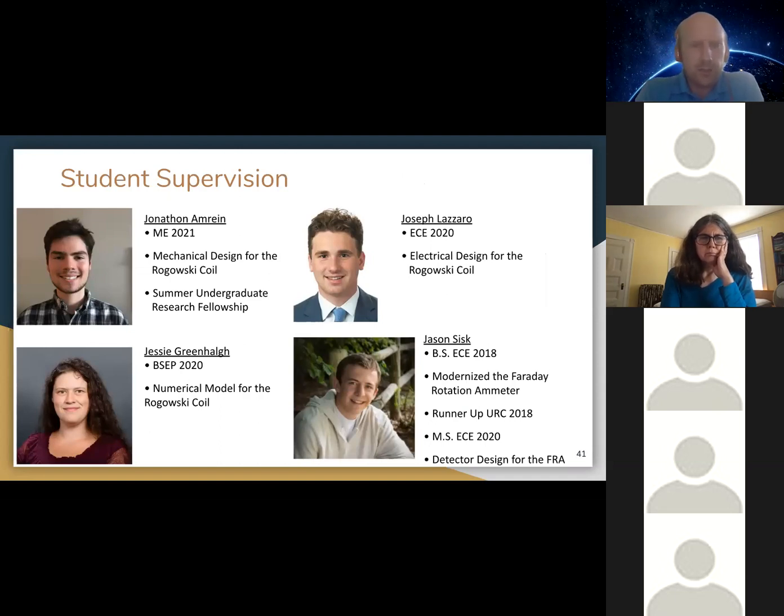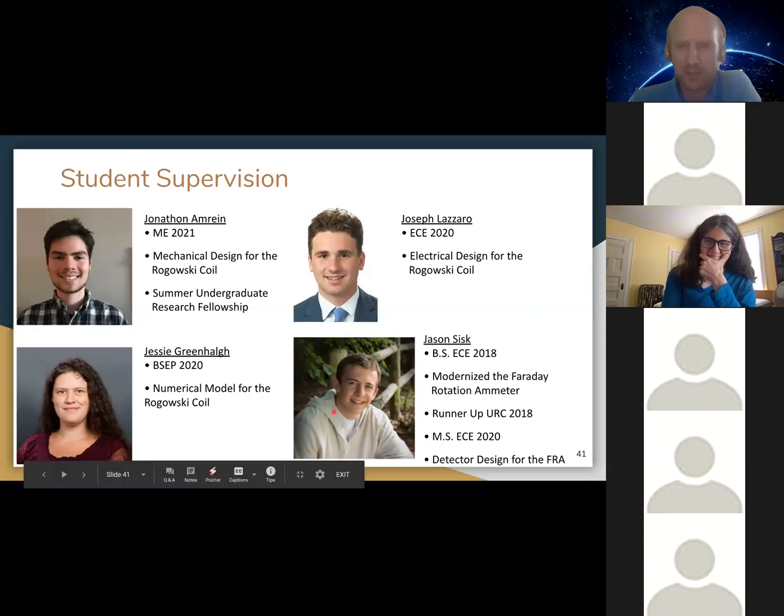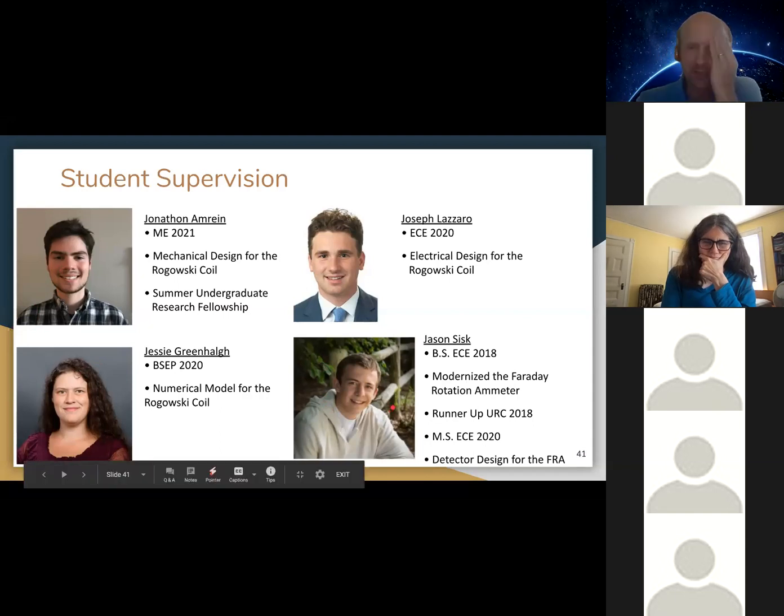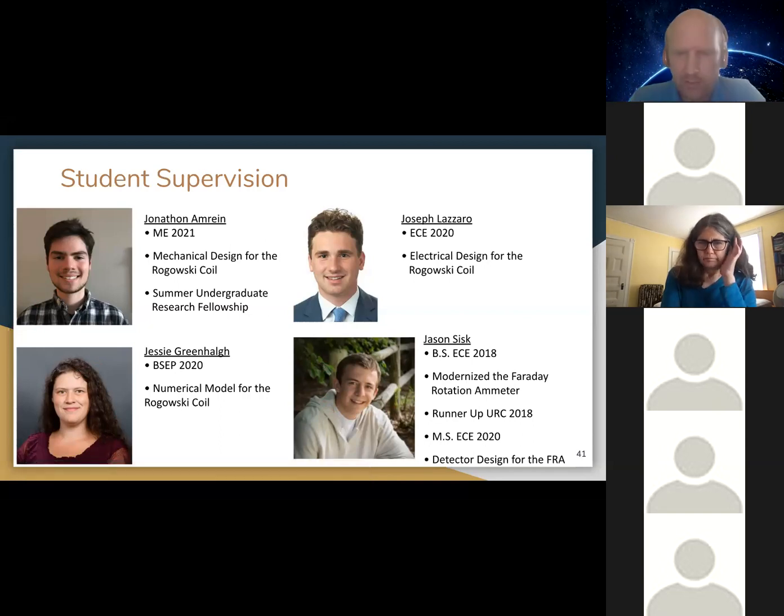Joe Lazaro, Jonathan Amrian, and Jesse Greenhalgh have been working with me on the Rogowski coil design. Jonathan had a summer undergraduate research fellowship with me, and he helped design the mechanical aspects of the instrument. Jesse created a very nice numerical model, and Joe was working on the electrical design. For the Faraday rotation emitter, Jason Sisk has been with me for a while and has maybe shown more loyalty than I may be deserving of. He got his bachelor's degree with me in 2008, trying to modernize the Faraday rotation emitter, and is working on his master's degree with me now to improve the detector electronics for it.